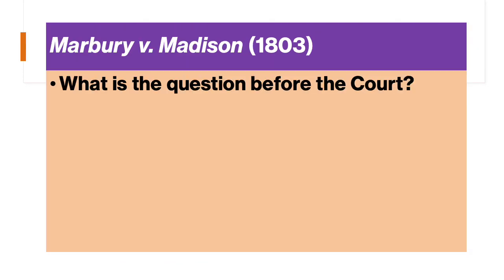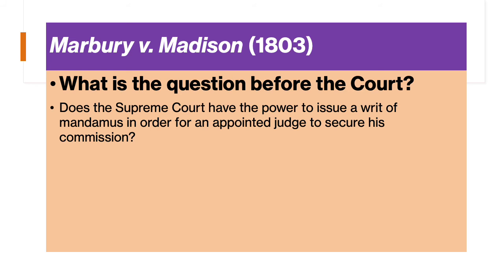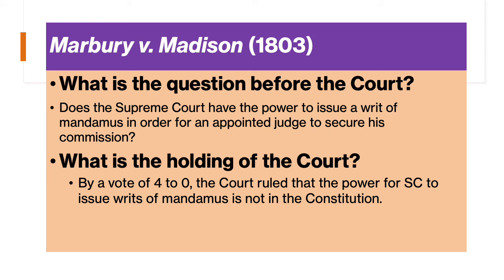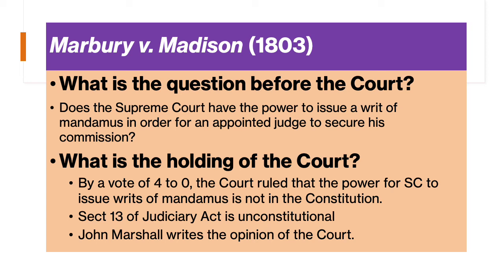The question before the court in Marbury versus Madison is, does the Supreme Court have the power to issue a writ of mandamus in order for an appointed judge to secure his commission? And the court holds in a 4-0 ruling that the power for the Supreme Court to issue writs of mandamus is not in the Constitution, and therefore Section 13 of the Judiciary Act is unconstitutional. John Marshall writes the opinion of the court.